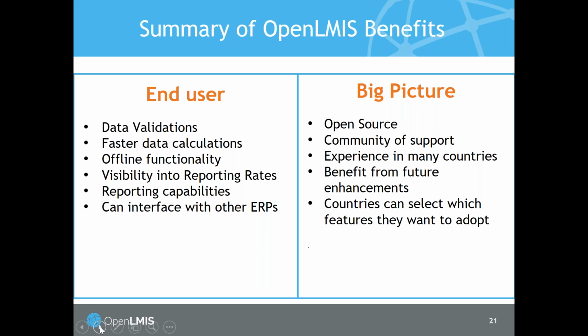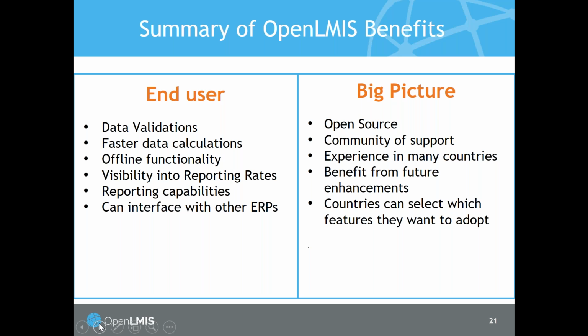So then just to conclude, looking at what are the main benefits of OpenLMIS, and we've divided this into 2 categories, looking at it from the perspective of the users who are using the system, as well as for the system overall. From the users, they really do benefit from the data validations and the faster data calculations, and usually better data calculations when we're using the automatic order quantities based especially on average monthly consumption. It gives a much more accurate viewpoint of what those quantities should be. And then you also get the offline functionality, which is vital to many of the localities that we're working in.